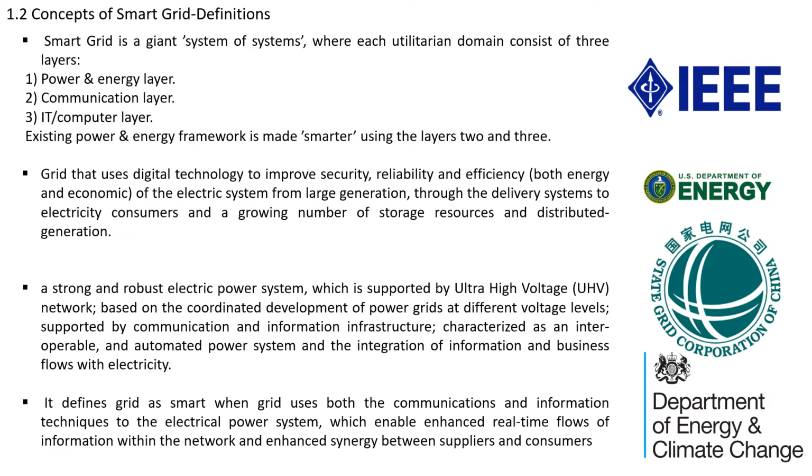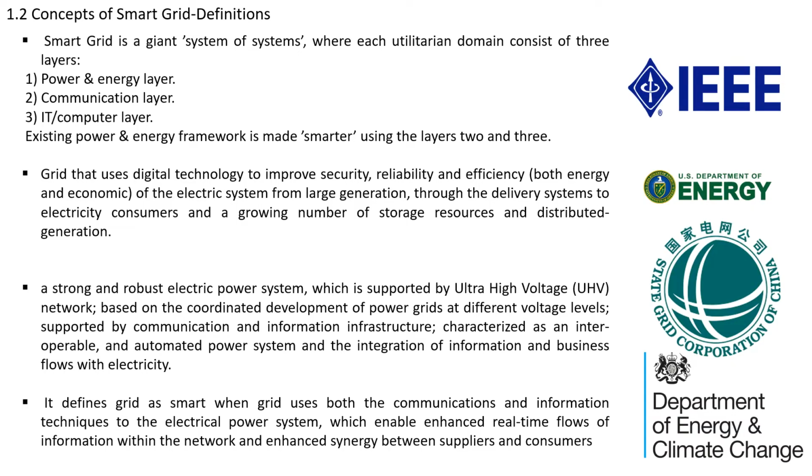So the normal grid, which consists of the power and energy layer, is added with the communication layer and IT computer layer to make an ordinary power grid into the smart grid. Even the US Department of Energy defines smart grid as the grid that uses digital technology to improve security, reliability, and efficiency, both energy and economic, of the electric system from large generation through the delivery systems to electricity consumers and a growing number of storage resources and distributed generation.